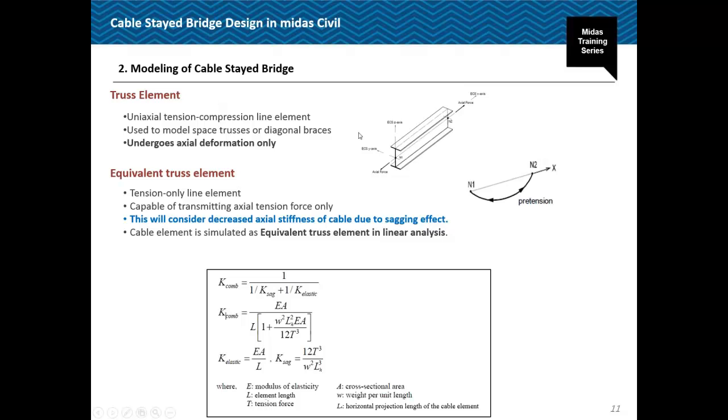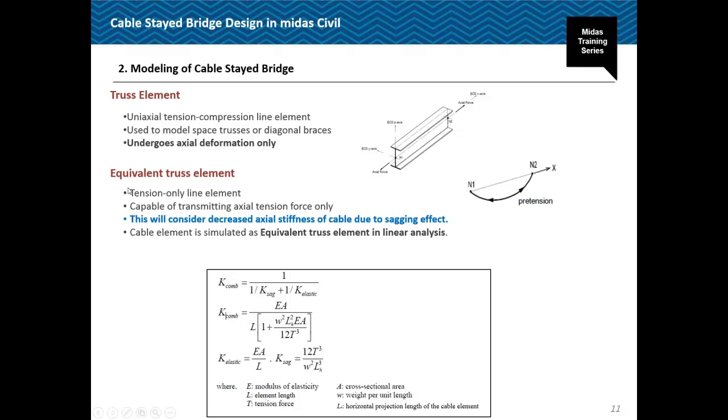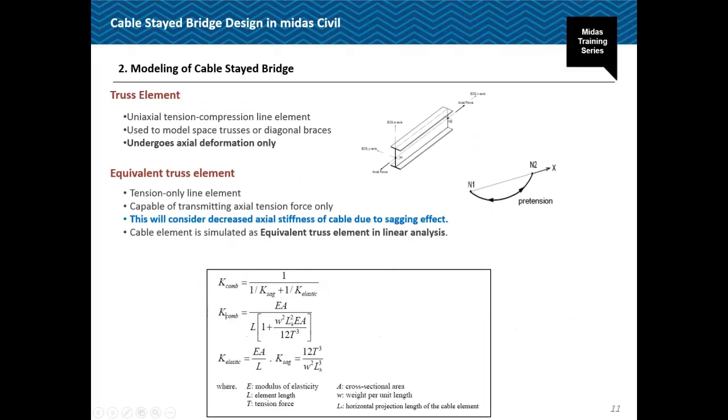But if we model the cables using the cable element, a tension-only element, it can be considered as the equivalent truss element, or it can be considered as the elastic catenary cable element. So two different types of elements can be considered by modeling them using the cable element. And when the cable is considered as the equivalent truss, it is used in the linear analysis. The special characteristic of this element is that it will consider the decrease of axial force of the cable due to the sagging effect.